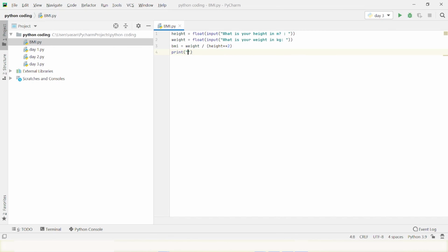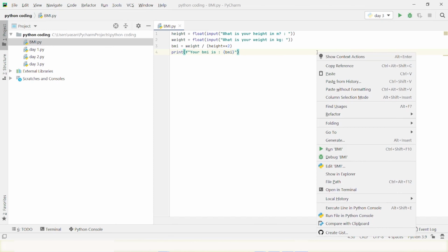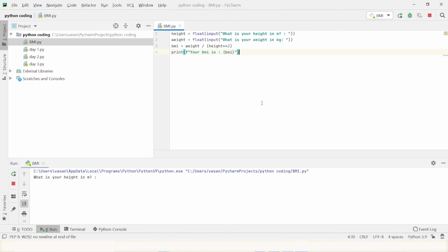We can use the f-string here to print the BMI. I always use f-strings with the program. My height is 1.6, my weight is 50 kgs, so my BMI is 19.5.